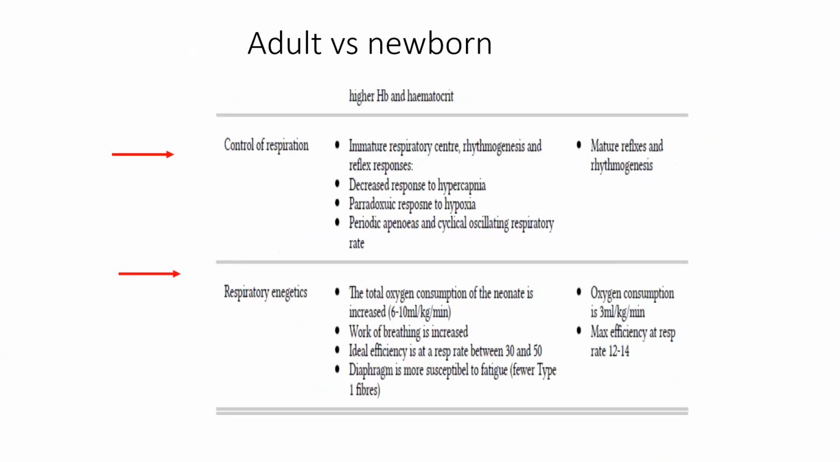Then their control of respiration is also immature. Their respiratory rates are high. They are prone to apnea. They have a paradoxical response to hypoxia. They have a decreased response to hypercapnia. So all these physiological differences have a very important role when we talk of non-invasive ventilation and invasive ventilation. Then their consumption of oxygen is also very high.